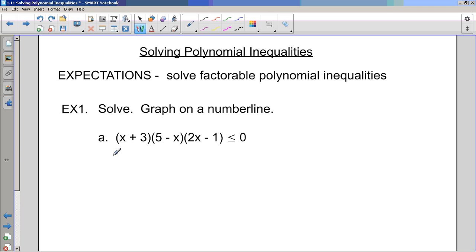I'm going to use the test point technique. I'm going to call this method 1, which is the test point technique. And what was the test point technique? Well, we solve the related equation. Solve the related equation. And that's what we've been working on, right? To solve the related equation is, how do we solve this thing?